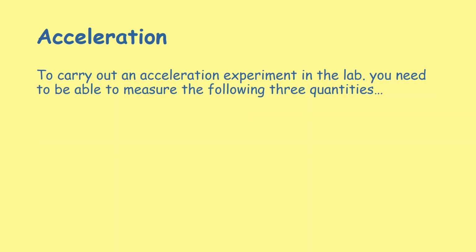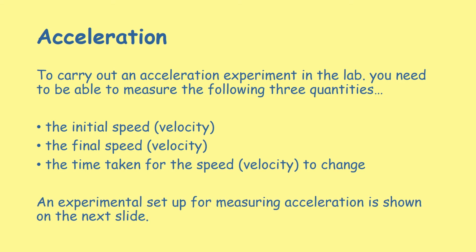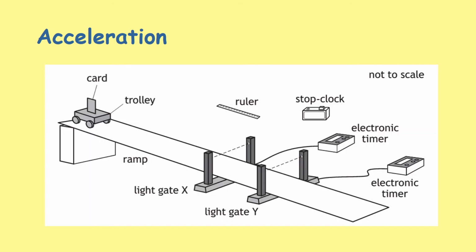To be able to carry out an acceleration experiment in the lab, you need to be able to measure the following 3 quantities: the initial speed, the final speed, and the time taken for this speed to change. An experimental setup for measuring acceleration is shown on the next slide. What we have just here is very similar to our setup for measuring instantaneous speed, but this time you can see that we have 2 light gates. What's going to happen is we're going to let the trolley with the card on it roll down the ramp, and it's going to go through the first light gate.